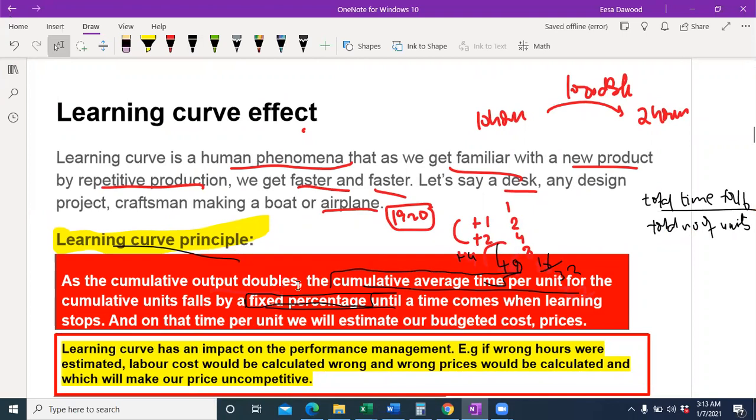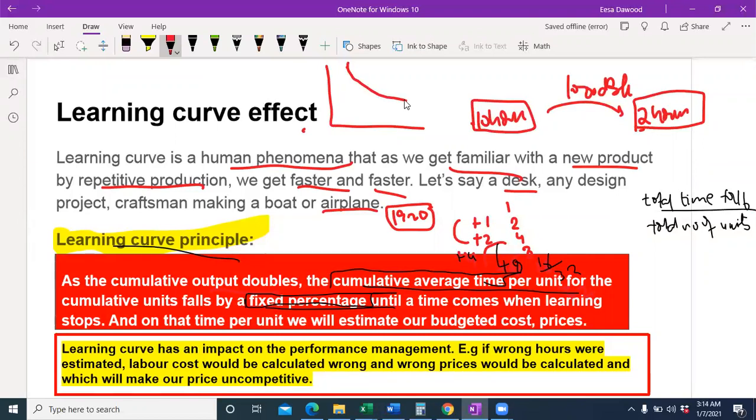So we talked about this, how the learning curve can have an impact on performance management. For example, if you're making a budget from where you started, and you ignore the learning curve, and after 1,000 days the time taken was 2 hours, then there comes a time where learning will stop. The time will come where cumulative units double, the cumulative average time per unit decreases, but a time will come when the learning will stop.